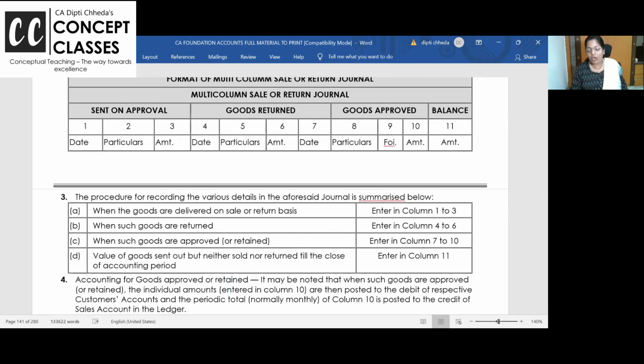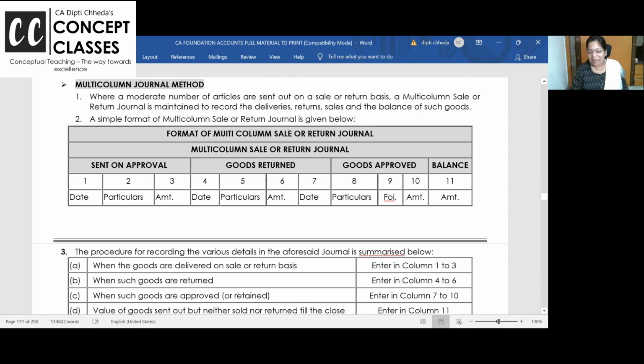Right. And now listen, if there are 50 people to whom I am selling the goods on approval basis, you know, I call it as bulk trading. I am a dealer जो online सबको भेजते हैं, accept करो नहीं तो वापस भेजो. So can we have a register and can we have combined entry? Some concept like subsidiary books. So sent on approval basis, date particular amount. Goods returned, date particular amount. Approved, date particular amount and balance.